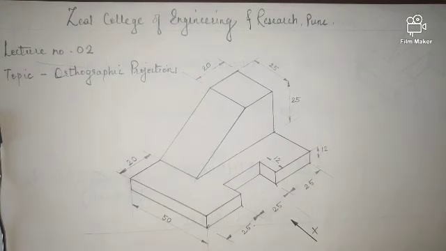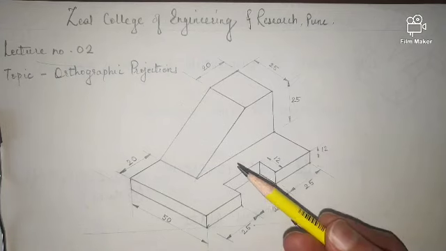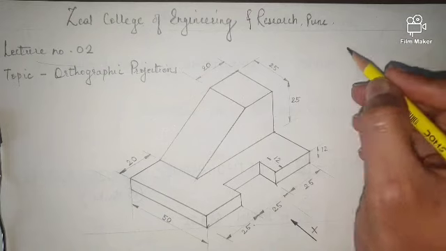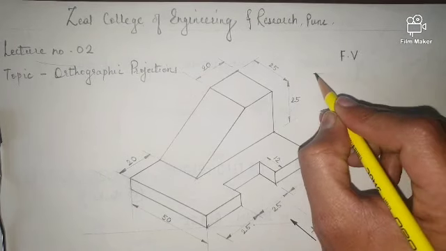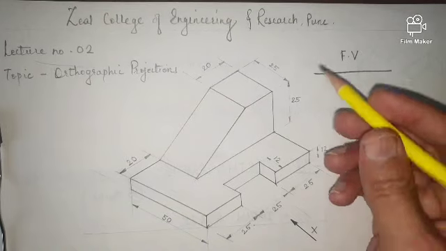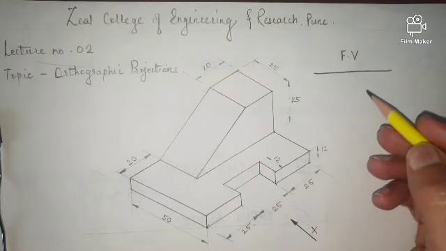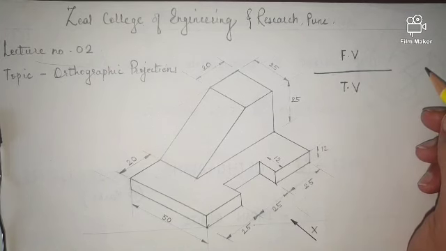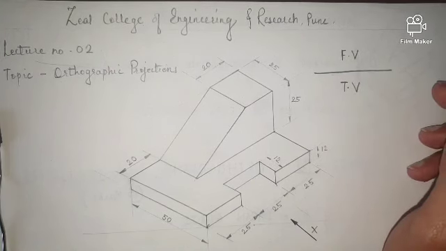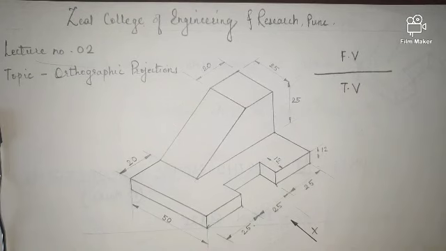As we know, in the first angle projection method, the front view is drawn on the upper side. So let's say we draw the front view here, and then there's a reference line here, and the top view is drawn below the front view. Then, as in this case, we have to draw the left hand side view.